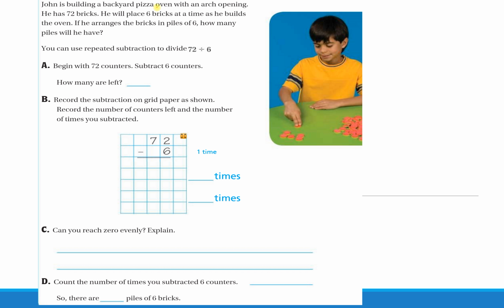John is building a backyard pizza oven with an arch opening. He has 72 bricks, that's important. He will place 6 bricks at a time as he builds. If he arranges the bricks in piles of 6, how many piles will he have? That's our question. So 72 bricks, piles of 6.